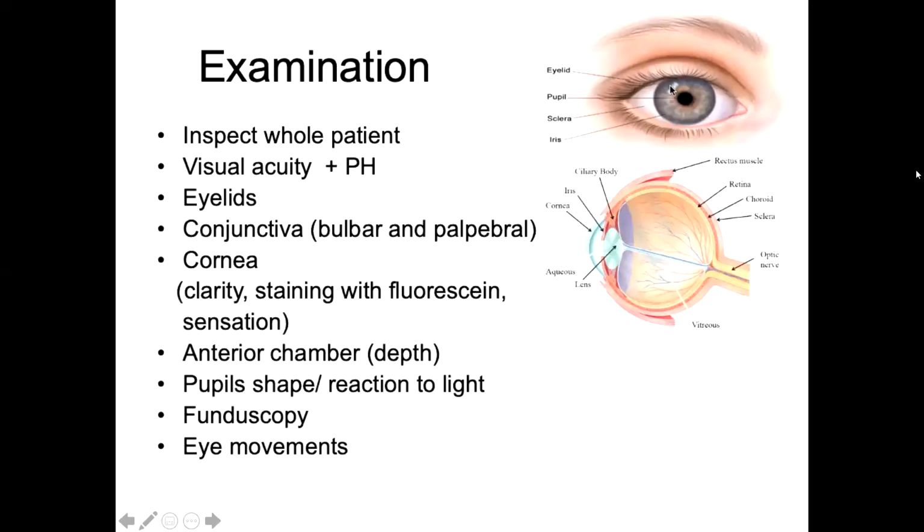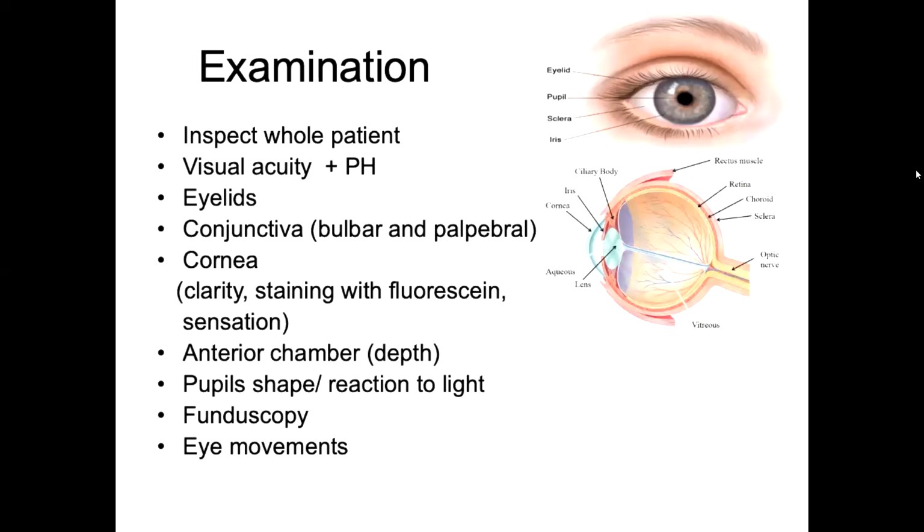Then cornea. Cornea has to be checked for clarity, whether the cornea is clear, or if it is not clear, if it is opaque, then whether that is due to corneal edema. Then you can stain with fluorescein. There is a special stain, fluorescein, which stains yellow, and that will take up any denuded epithelial areas. If the epithelium is scraped off, then that will show. So epithelial erosions and corneal abrasions will be easily seen by using this fluorescein staining. Okay, with local anesthetic, we can use that.